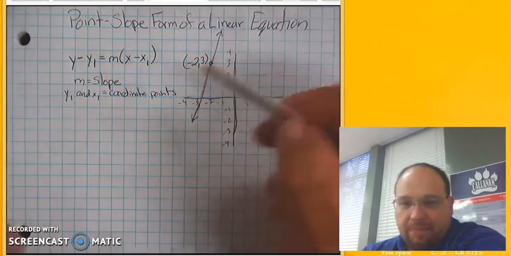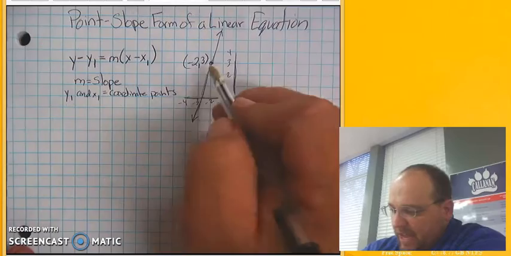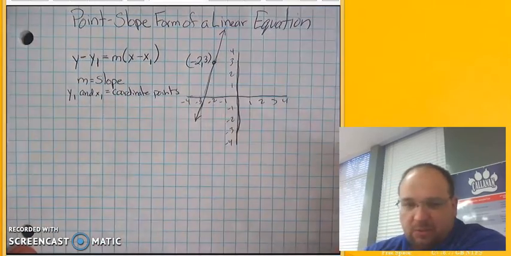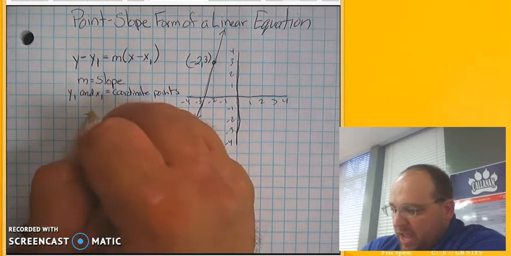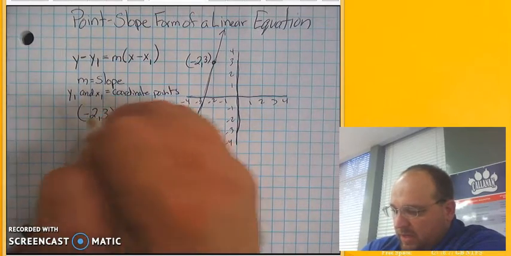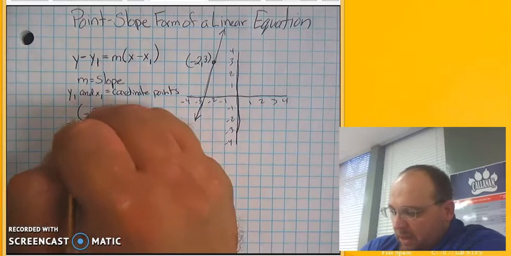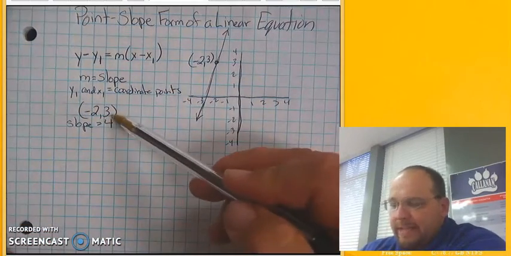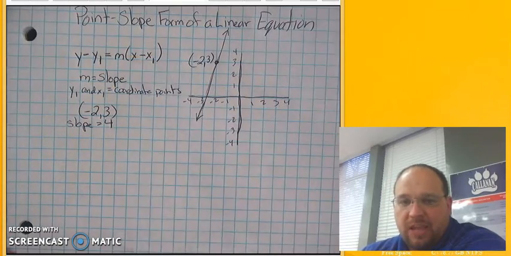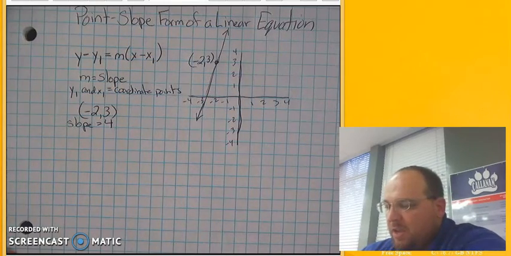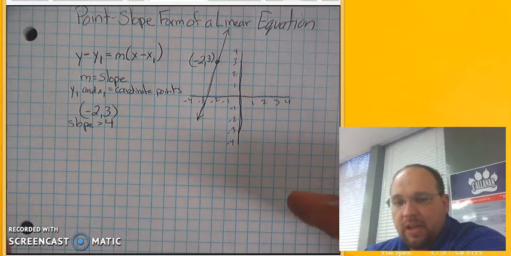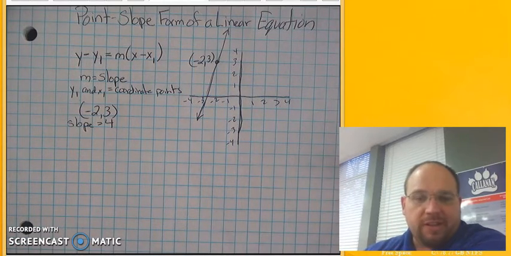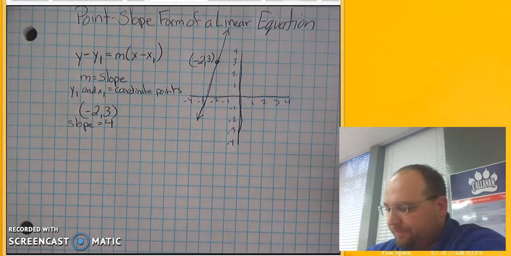We're going to look at an example of the following. This has a coordinate point of negative 2, 3, and the slope of this is equal to 4. So we're going to take this information and substitute it into this point-slope form to derive the equation for y equals mx plus b that we learned in the last lesson.